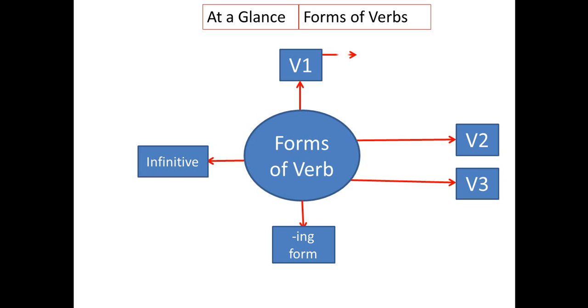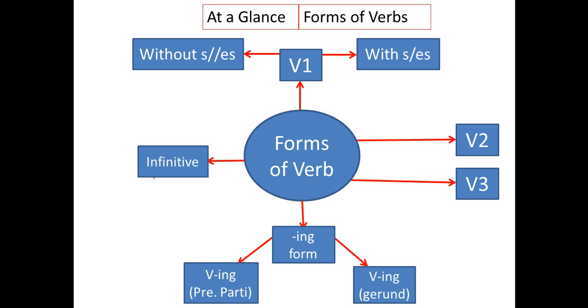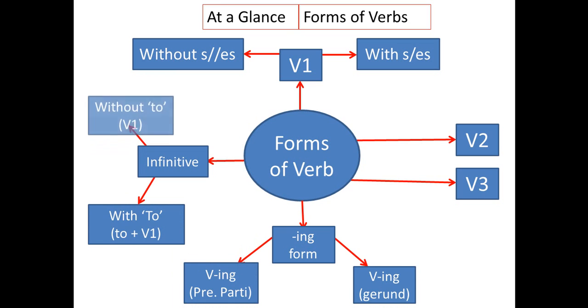Let's look at them. V1 with s or es, V1 without s or es, and they have got different names: gerund form and also present participle form. Finally, infinitive is with to, that means to plus V1, and without to, that means only V1. Okay, so keep all these forms in your memory, because you are to write your verb in any one of these forms, though it will depend on different contexts.